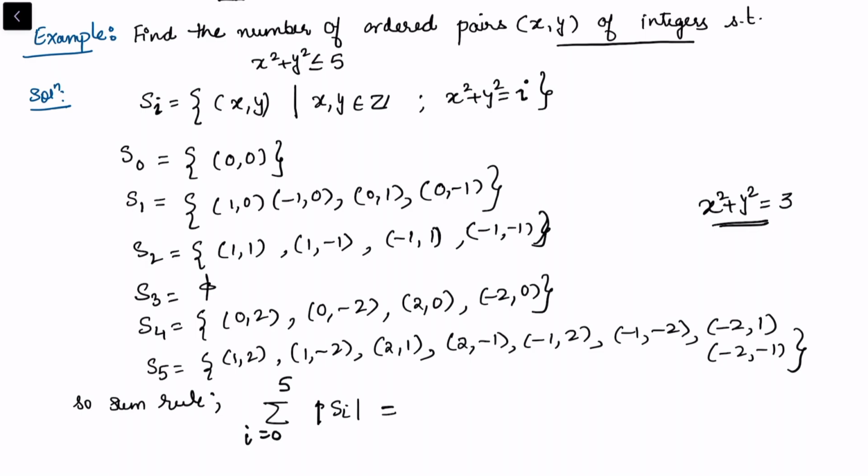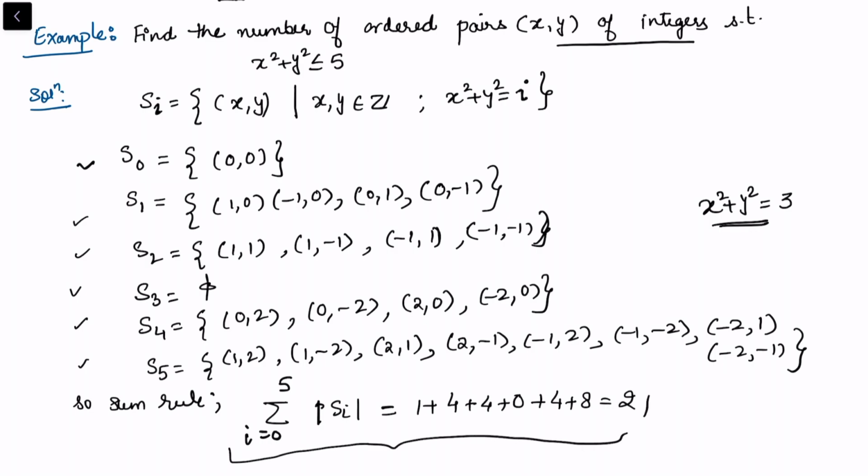So you sum how many elements are there in each of these sets. Once we sum them, this becomes 1 plus 4 plus 4 plus 0 plus 4 plus 8, which is equal to 21. We could have counted this directly also. Say you want to directly write x and y in a random way, then also you can count. But here what I am trying to say is that whenever you count in a very systematic way, this will allow you to write the combinatorial proof as well.